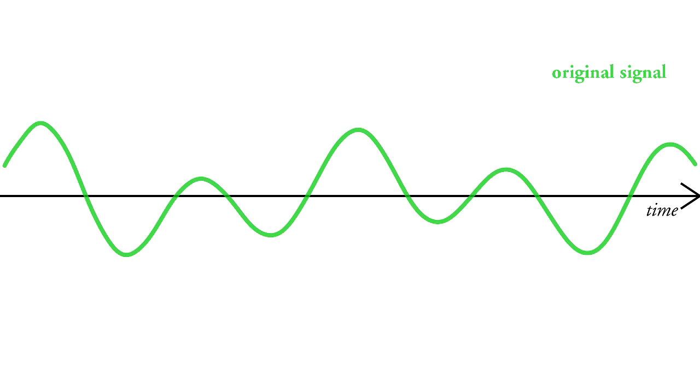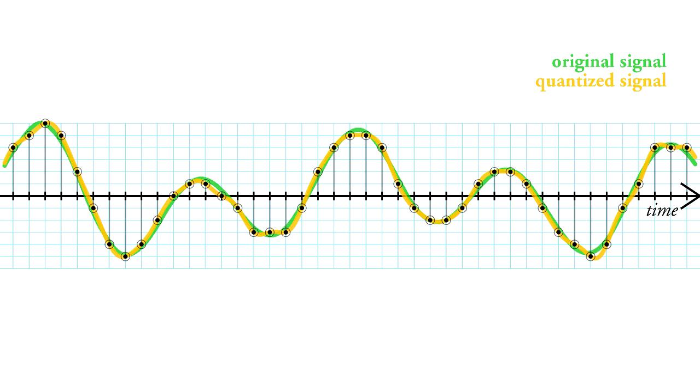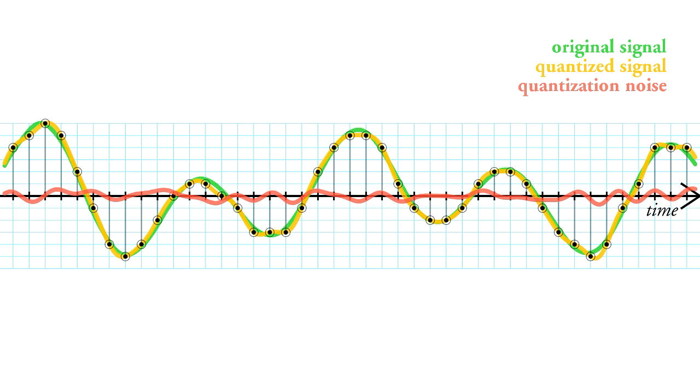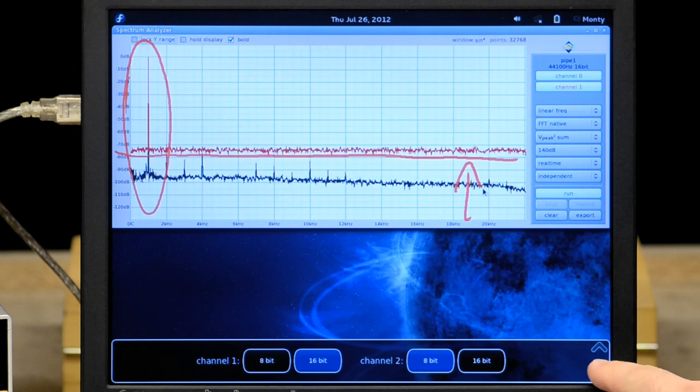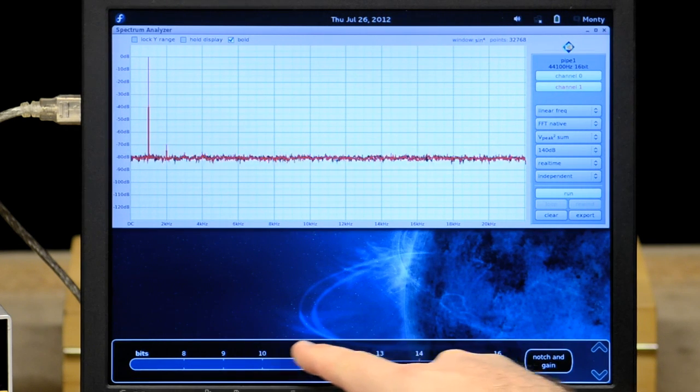That's it. When we digitize a signal, first we sample it. The sampling step is perfect, it loses nothing. But then we quantize it, and quantization adds noise. The number of bits determines how much noise, and so the level of the noise floor.